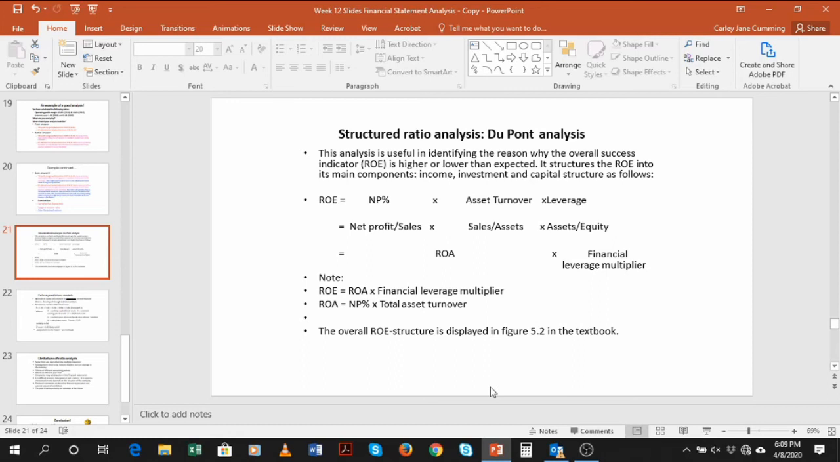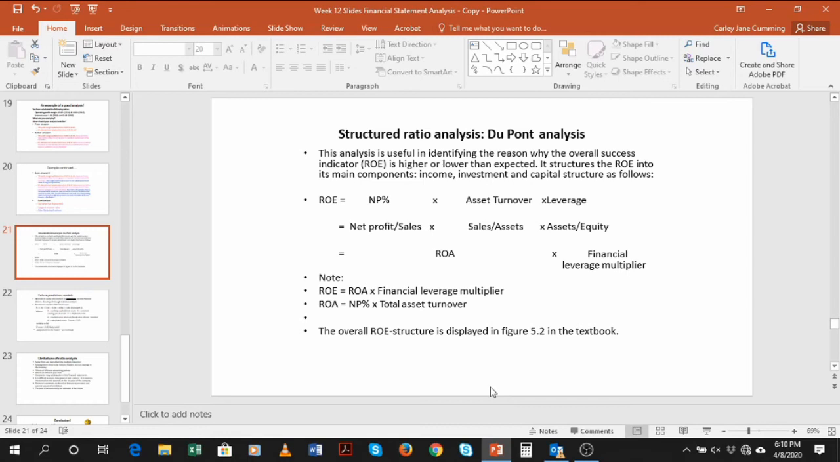As you can see from the formula, it structures the return on equity into its main components: income, investment, and capital structure. Here you can see that the net profit margin is multiplied by the asset turnover, which is then multiplied by leverage. So if we look at the net profit margin, here we have sales, and this will cancel with the sales from the asset turnover.